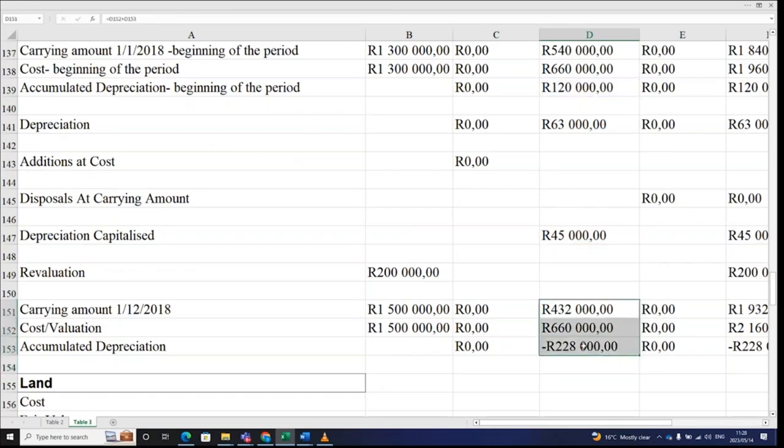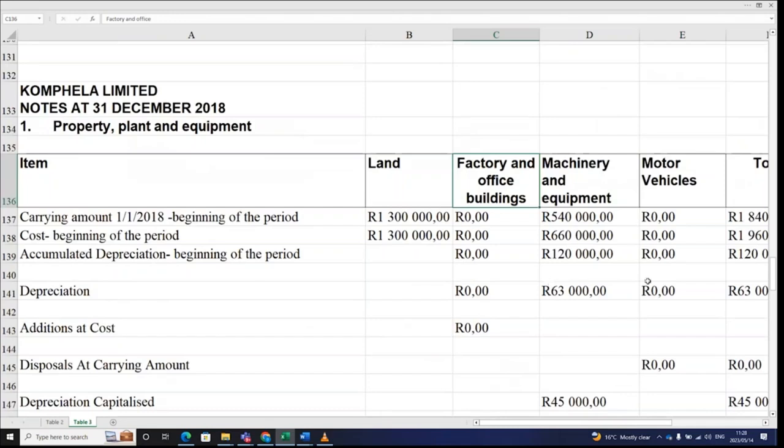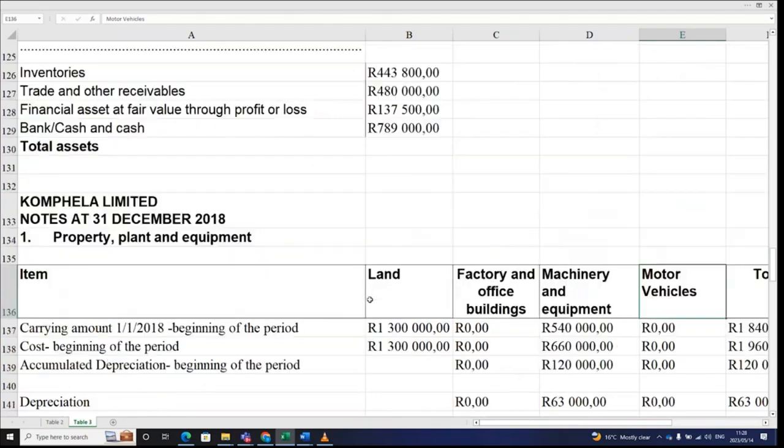Let's just copy this formula across. Okay. Right. Now we're done there. So then we can go on to the factory and the buildings, you know. But for me, the motor vehicles is a lot easier. Okay. So I can go there as well.